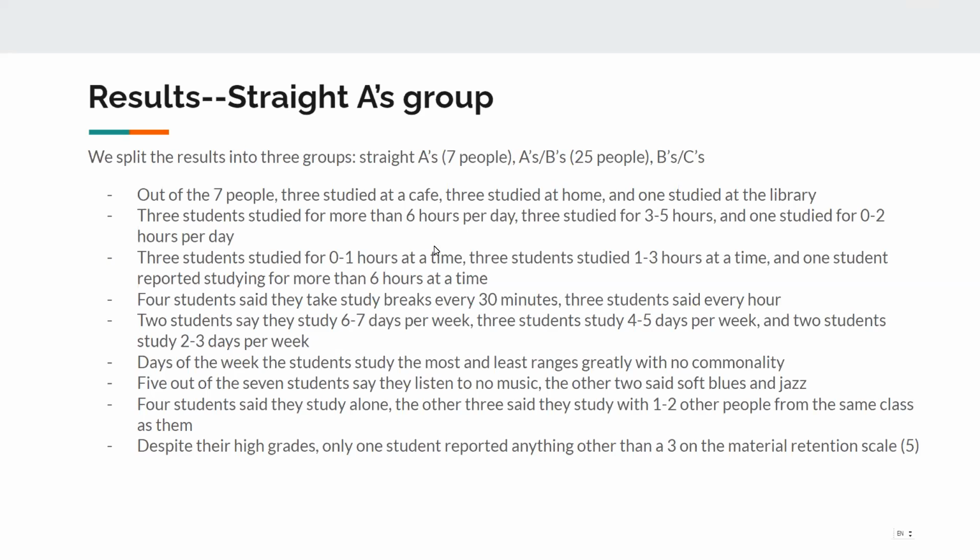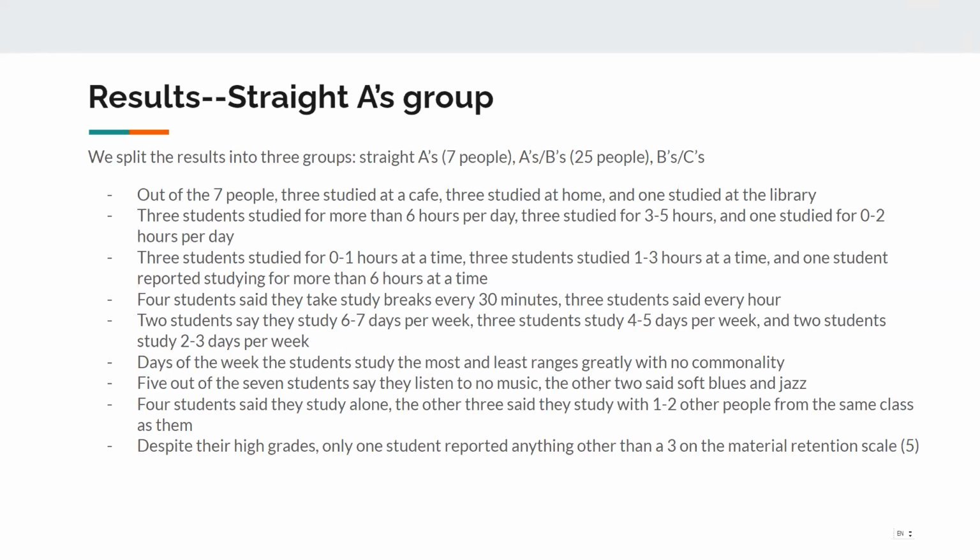Out of the 7 people who got straight A's, 3 of them studied at a cafe, 3 studied at home, and 1 studied at the library. 3 students studied for more than 6 hours per day, 3 studied for 3 to 5 hours per day, and 1 studied for 0 to 2 hours per day. 3 students studied for 0 to 1 hours at a time, 3 students studied for 1 to 3 hours at a time, and 1 student reported studying for more than 6 hours at a time.